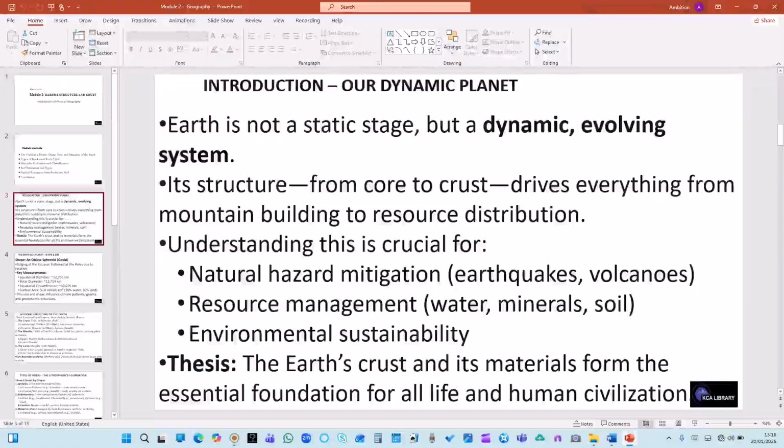Understanding the Earth is crucial for natural hazard mitigation, that is earthquakes and volcanoes; resource management, that is management of resources like water, minerals and soil; and environmental sustainability. The thesis is that the Earth's crust and its materials form the essential foundation for all life and human civilization.